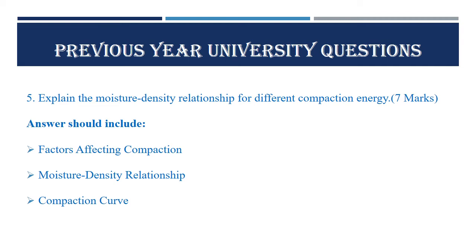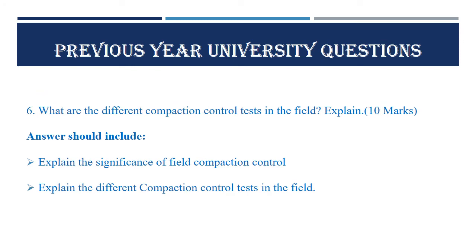So your answer should contain what is compaction, list out the factors affecting compaction, what is moisture density relationship, the importance of moisture density relationship with the help of a compaction curve, and explain the moisture density relationship for different compaction energy. And the sixth question was, what are the different compaction control tests in the field? Explain. The question is asked for 10 marks.